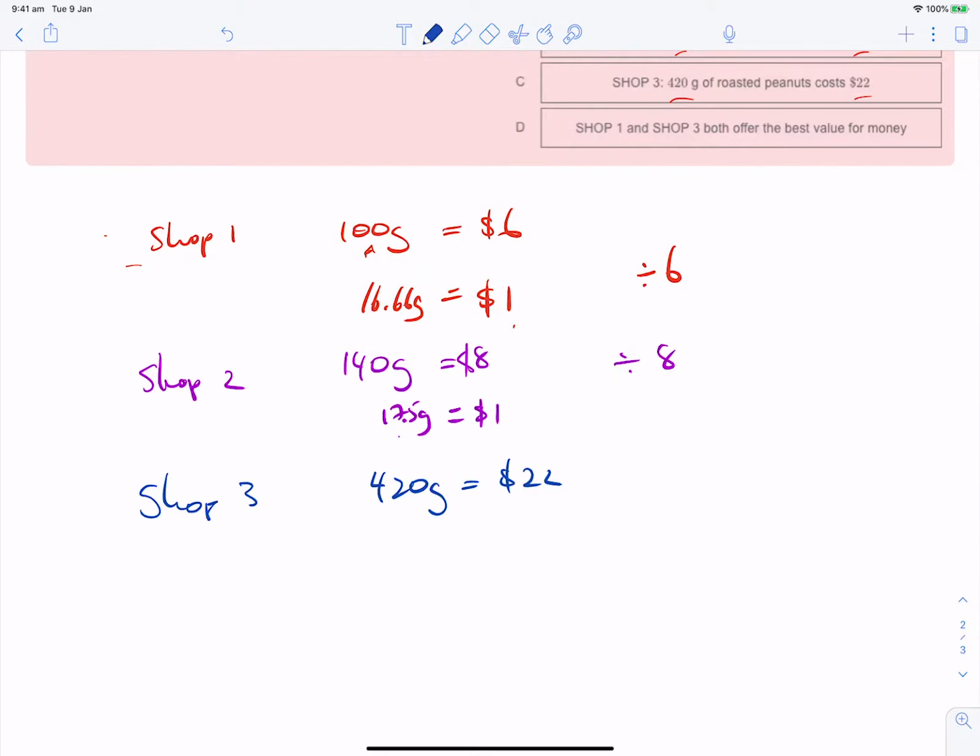On my next step, let's do this. I'm going to divide everything by 22. So that becomes 1. 420 divided by 22 equals 19.09. And then I just have to compare my shops. So here I've got $1 equals 19.09 grams. Here I've got $1 equals 17.5 grams. Here I've got $1 gets me 16.6 grams. So clearly, shop 3 is my way to go.